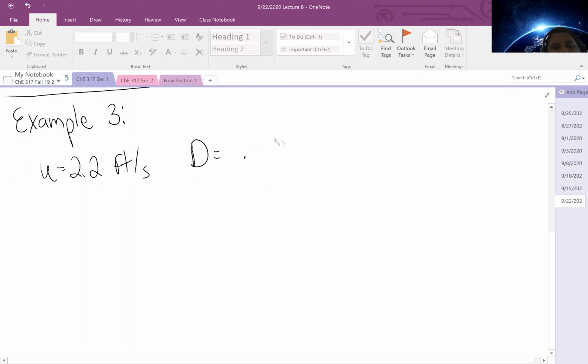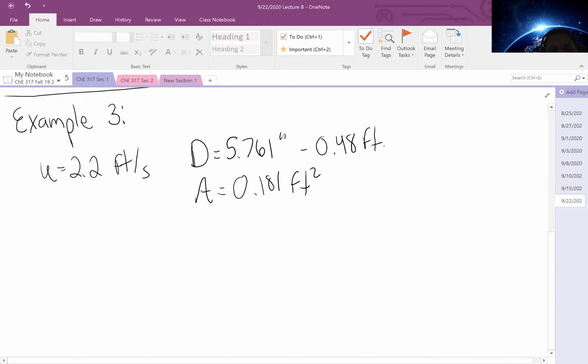Actually, no, I'm wrong. That didn't sound right. It's 5.761 inches, which should be about 0.48 feet, which means our flow area from our table is 0.181 square feet. From the problem statement, it also tells us that our delta Z, or elevation gain, is 330 feet. And the flow length is 1,100 feet.